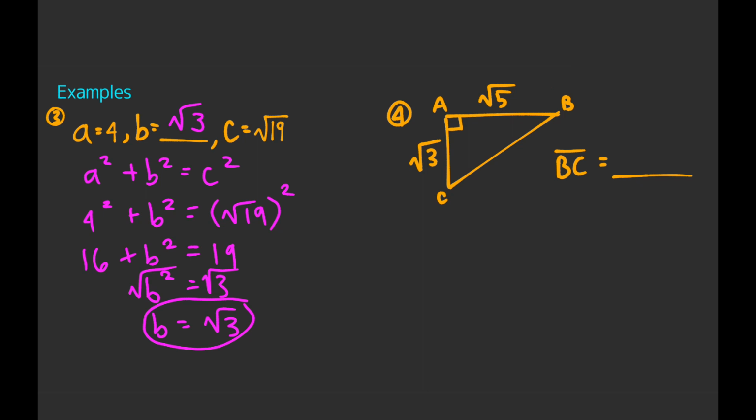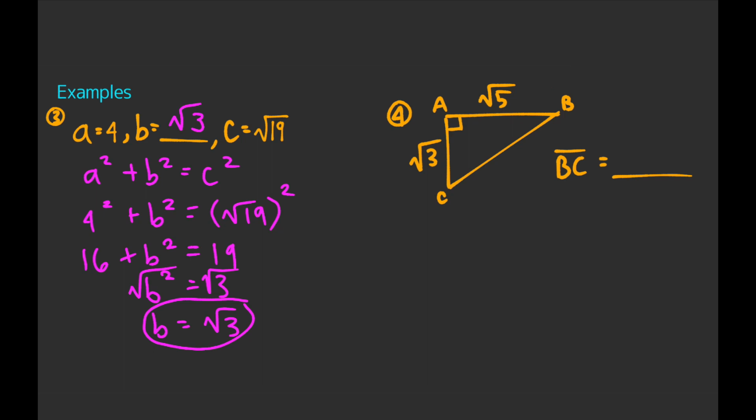Alright, so on to example 4. This one's a little different. We get a picture of a triangle. So here we have triangle ABC, and we see that side AB equals the square root of 5, and side AC equals the square root of 3. And we're asked to find side BC.